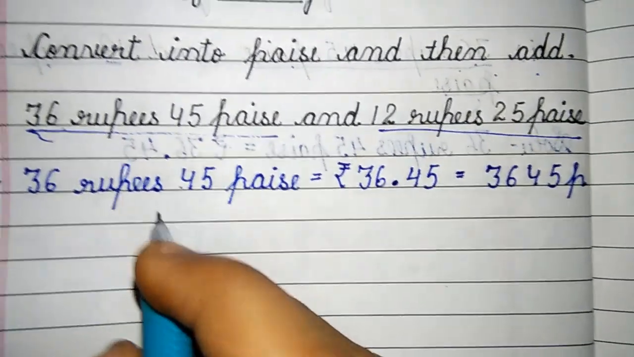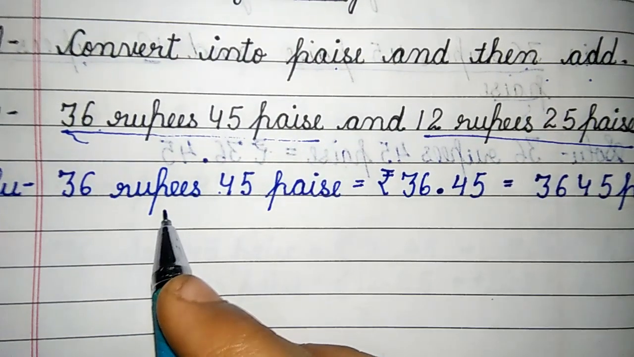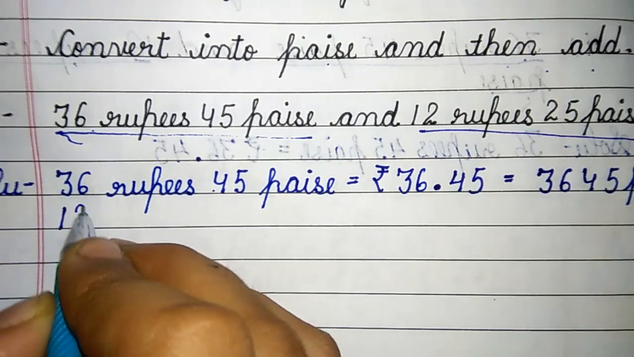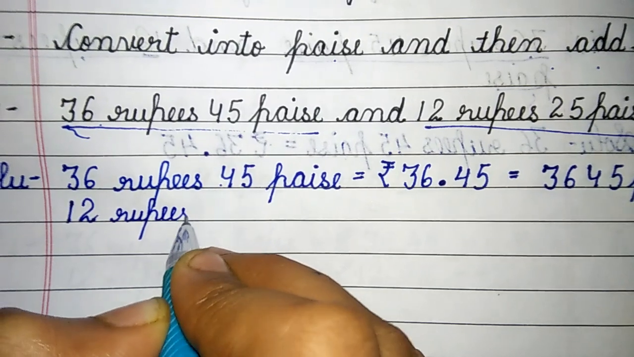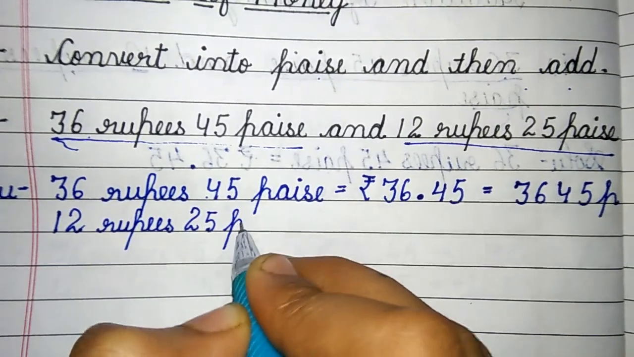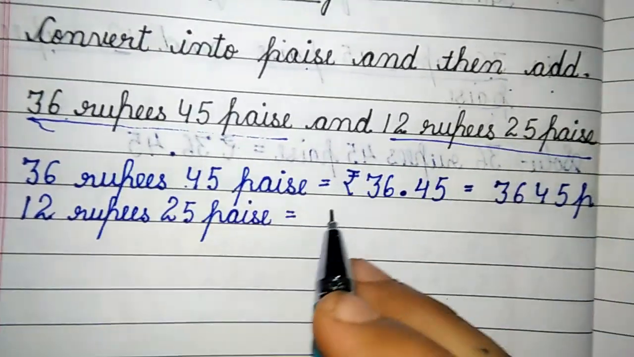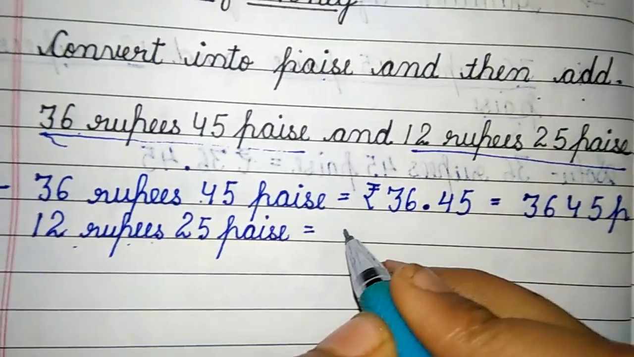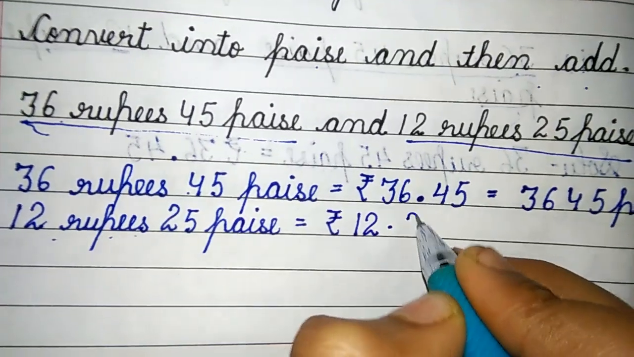Now we have to write the second amount as well. So first write the second amount, 12 rupees 25 paise. Then we will write in figures. So symbol of rupees 12.25. 12 rupees 25 paise.